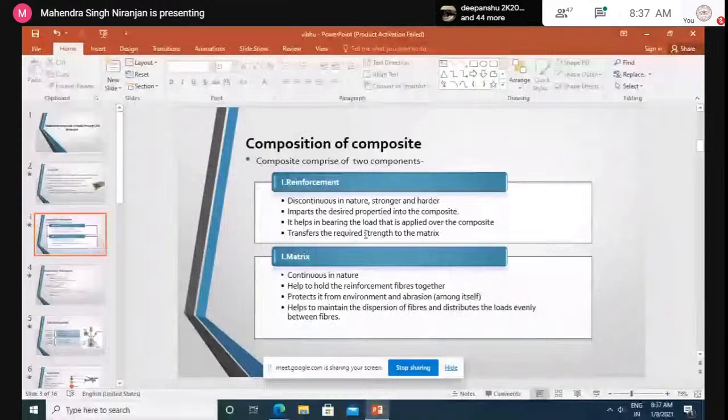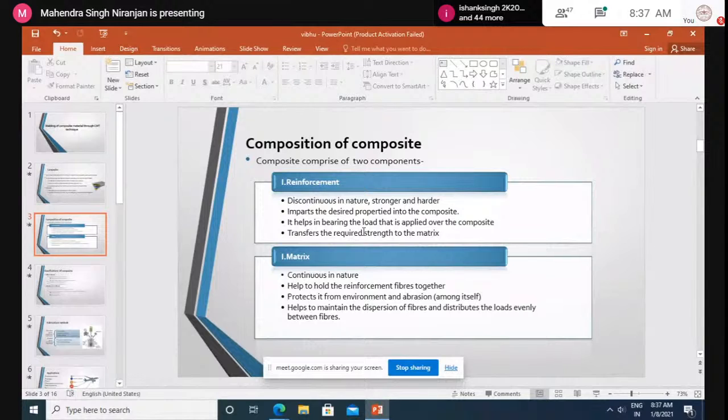So it is light in weight. The benefit is it is light in weight. So discontinuous in nature, stronger in nature, and harder in nature. All these properties we are having in one composite. So different types of composites we prepare according to the need. It imparts the design property. Easily we can develop the design into the composite.